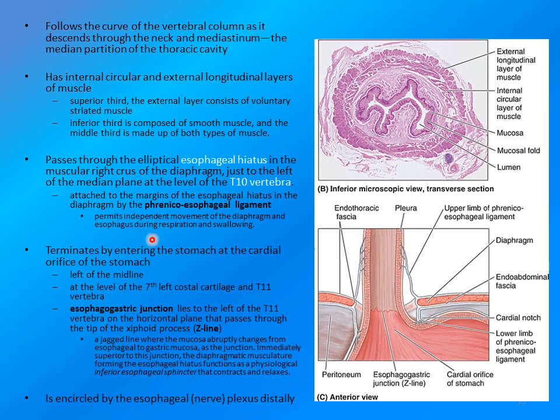It terminates by entering the stomach at the cardial orifice. You can see this here at the right. This is just to the left of midline and at the level of the 7th left intercostal cartilage and the 11th thoracic vertebra. The junction is called the esophageal gastric junction, and it lies to the left of T11 on a horizontal plane that passes through the tip of the xiphoid process. This plane is referred to as the Z line. Here it is, the esophageal gastric junction. It is encircled by the esophageal nerve plexus.